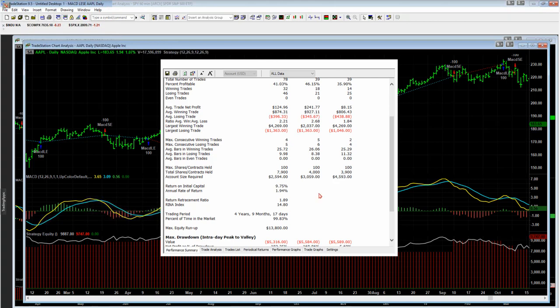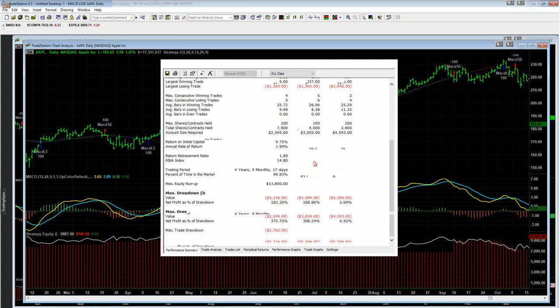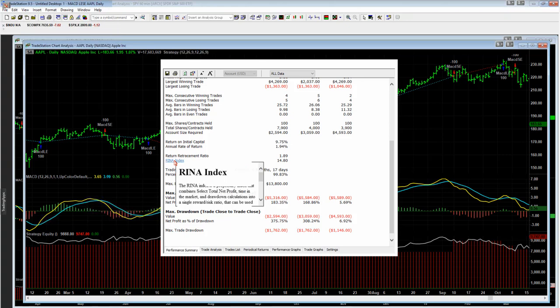Also, the other thing I want to show you here, there's a great feature in the performance report, which is a strategy score. The strategy score is called the RENA index. Notice when I hover over the RENA index, I get a little link there. I can click on that, and I get a little help file of how that field is calculated. That's really handy. If you want to know how any of the fields in the performance report are calculated, you just click on the field and you get that little help dialog. So RENA is a score of risk reward to time in the market.